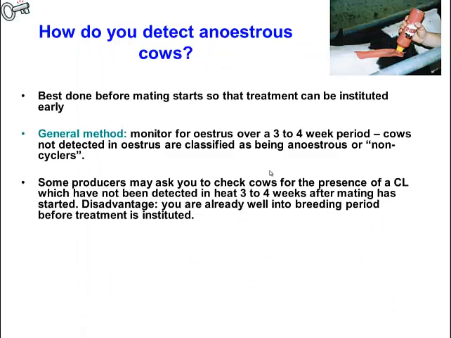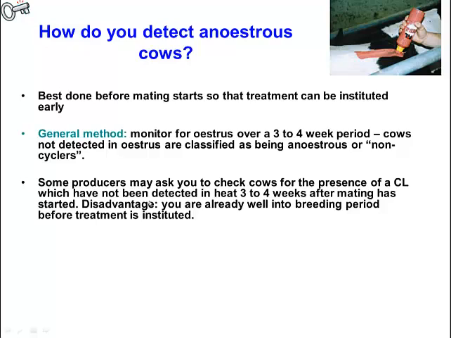How do you detect cows that are anestrus? Well, really, prior to the start of mating, you just have to try to detect heat, and we can use things such as tail paint and monitor the cows over 3 to 4 weeks and record those cows where the tail paint gets rubbed or that you actually see them in heat, and these cows can be classified as cyclers.